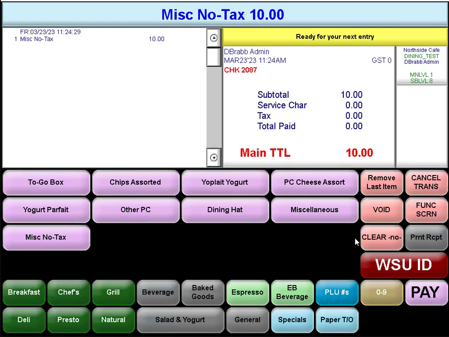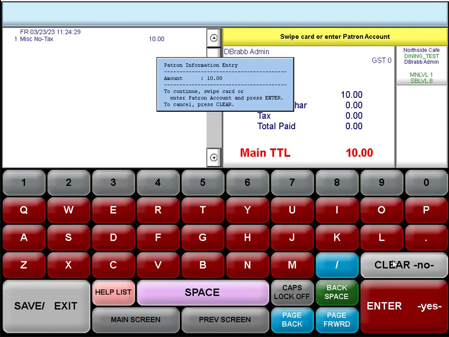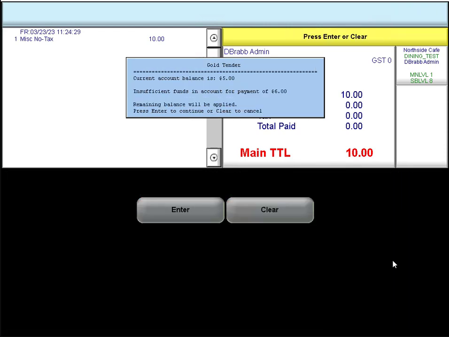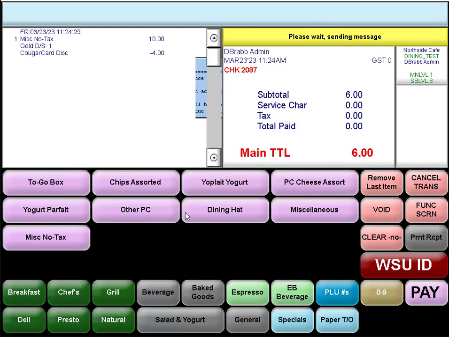And as before, I'm going to run my Cougar card, which I have to hand enter. And again, the message pops up that says the transaction amount is $6. My account balance is only $5. How do I want to proceed with this transaction? You can hit enter here as well.